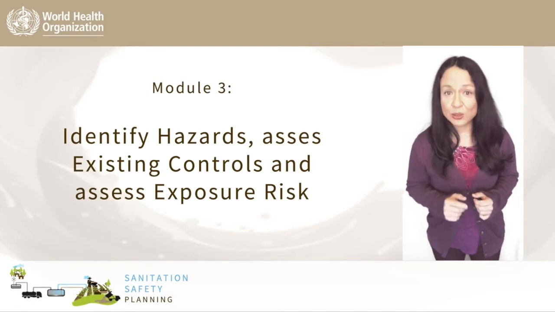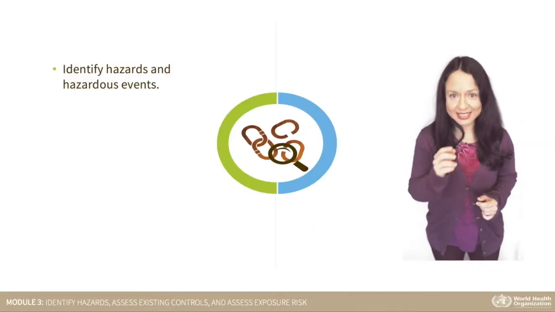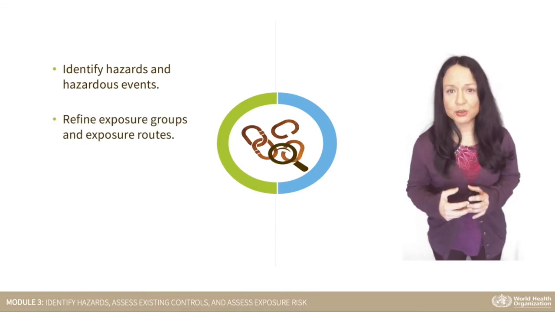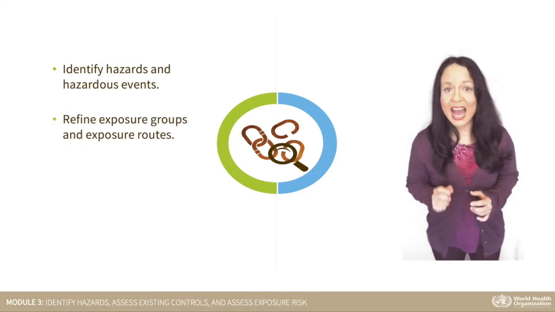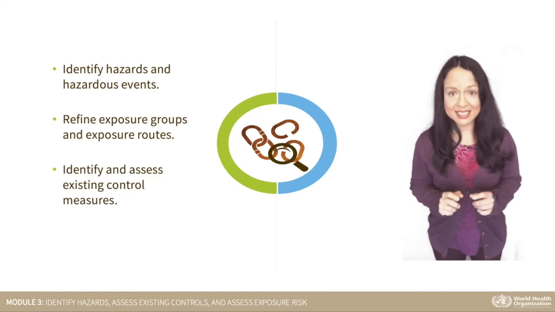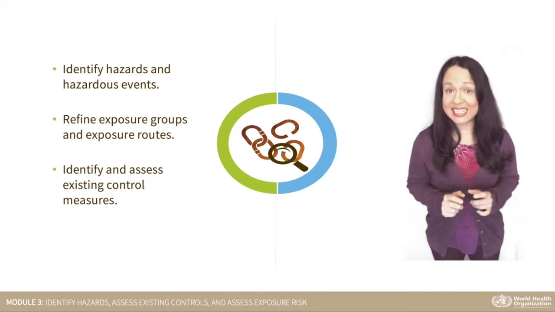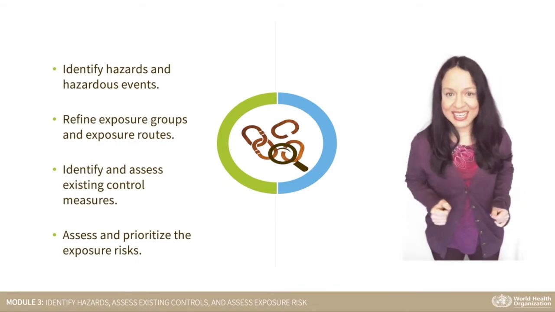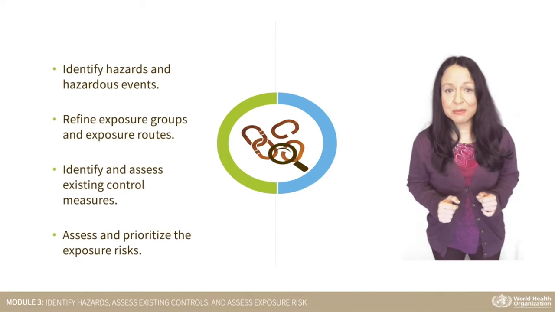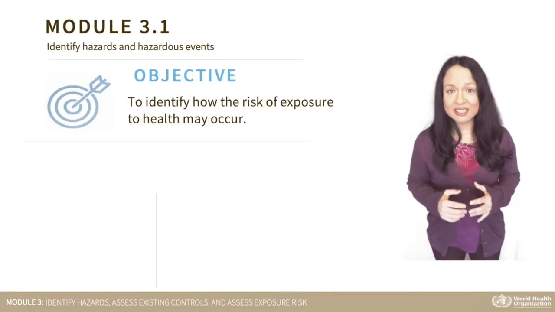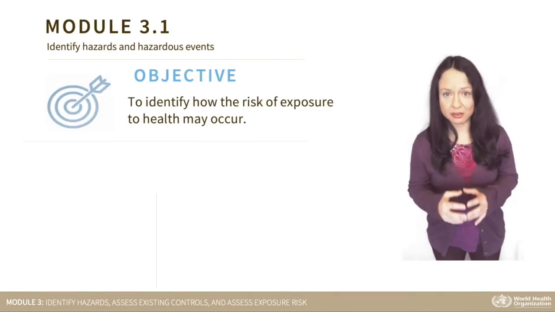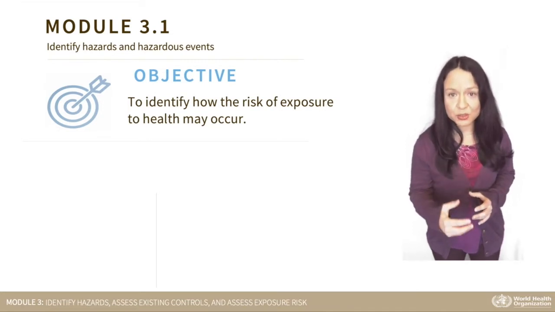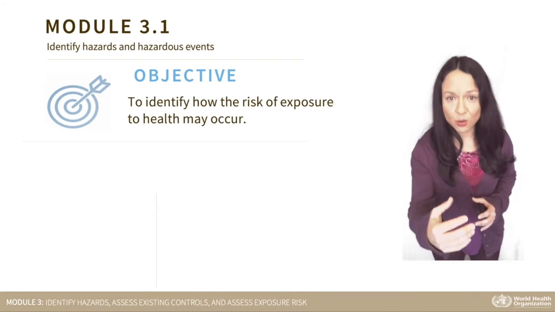In this module, you will learn how to identify hazards and hazardous events, refine exposure groups and exposure routes, identify and assess existing control measures, assess and prioritize the exposure risks. Okay, then let's start. In Module 3.1, we identify hazards and hazardous events. This will help us to understand how the exposure to health risk may occur.